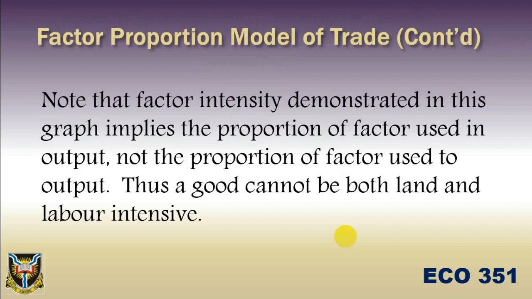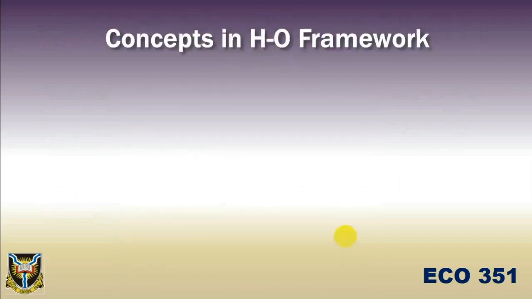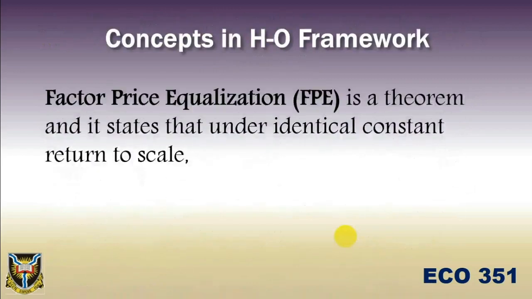Note that factor intensity demonstrated in this graph implies the proportion of factor used in output, not the proportion of factor used to output. Thus, a good cannot be both land and labor intensive. Concept of HO framework: factor price equalization.